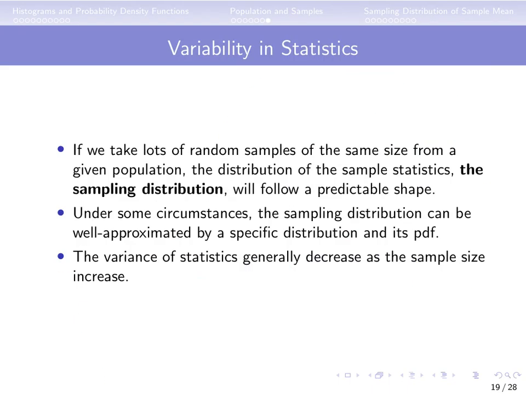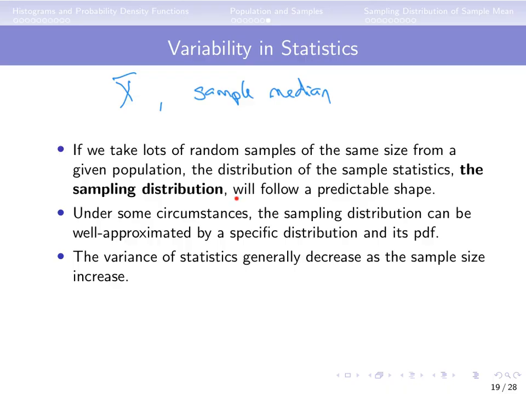If we take lots of random samples of the same size from a population, the distribution of the sample statistics is called the sampling distribution. The sampling distribution refers to the distribution of the sample statistics. So far I've talked about the distribution of the sample mean. We could also talk about the distribution of the sample median, and so on and so forth, whichever one you want.